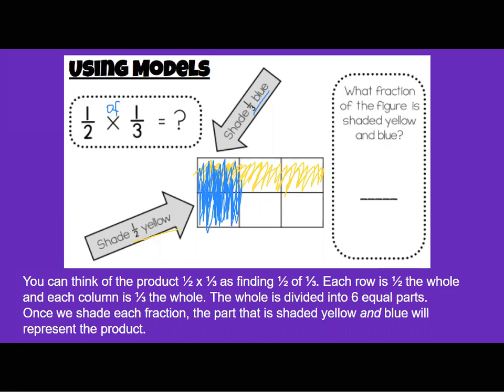All right, so now we are going to focus on the part that is shaded yellow and blue. If I look at my model, I see that there is one piece that has both yellow and blue overlapped. So I can see my numerator is going to be 1, and there are 6 parts in the whole. That shows me that our product is going to be 1/6.